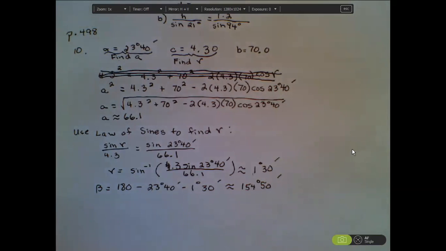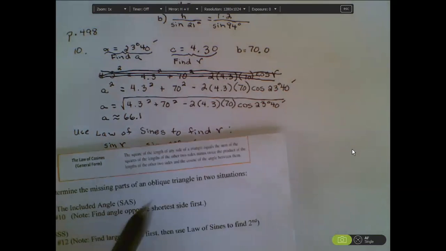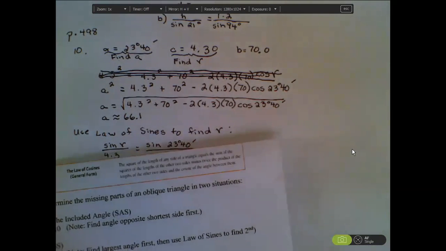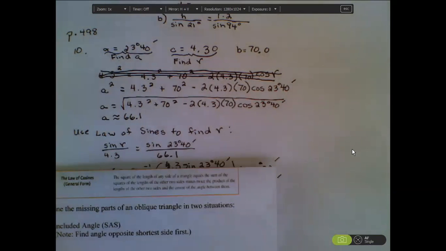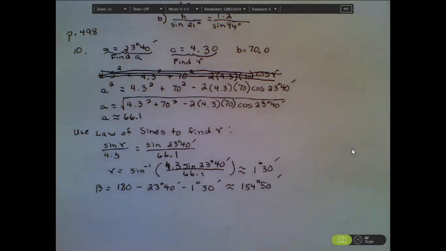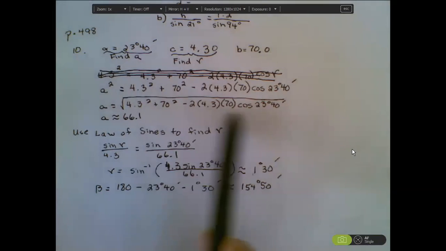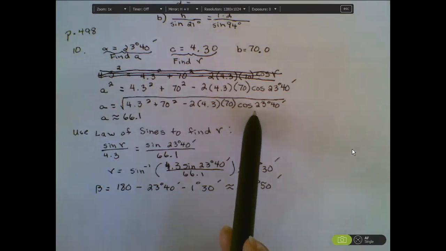2 things we have to watch out for in 7.2. Number 1, just get these words in your head so that you can set up your equation correctly. And then number 2, make sure you can punch that on your calculator.